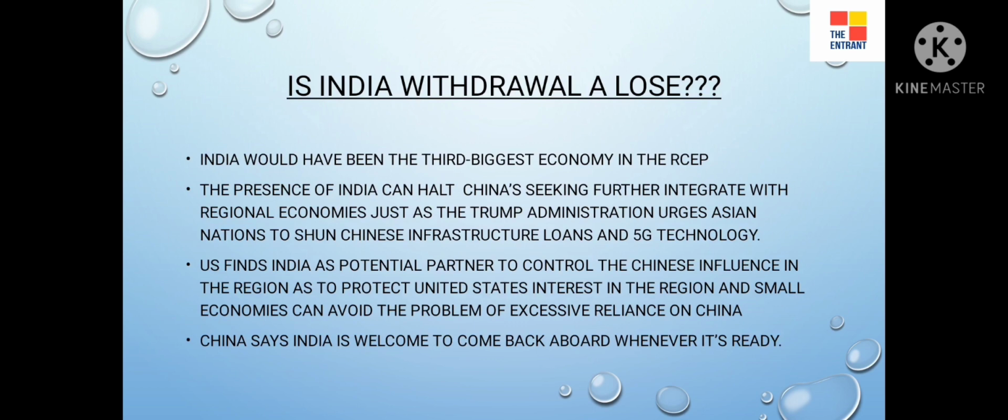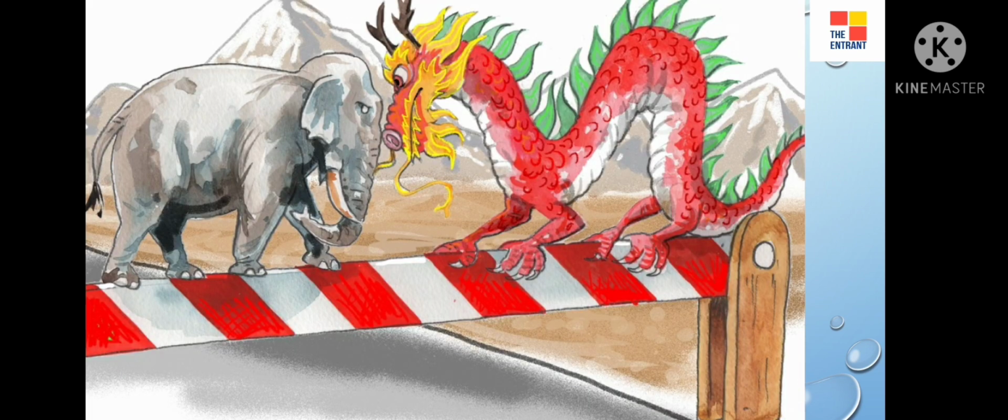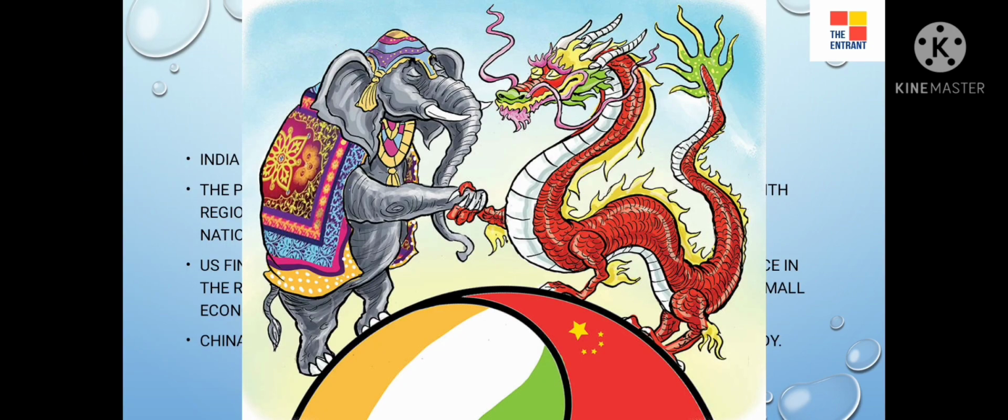And now, we're talking about, is India's withdrawal a loss? India would have been the third biggest economy in RCP. The presence of India can halt China's seeking to further integrate with regional economies, just as the Trump administration urges Asian nations to shun Chinese infrastructure loans and 5G technologies. The USA finds India a potential partner to control Chinese influence in the region and to protect United States interests in the region, and small economies can avoid the problem of excessive reliance on China.